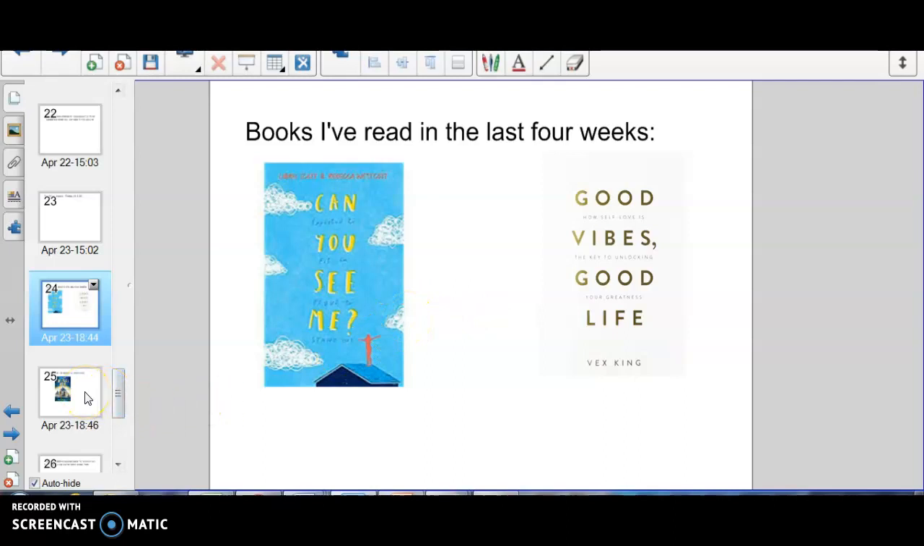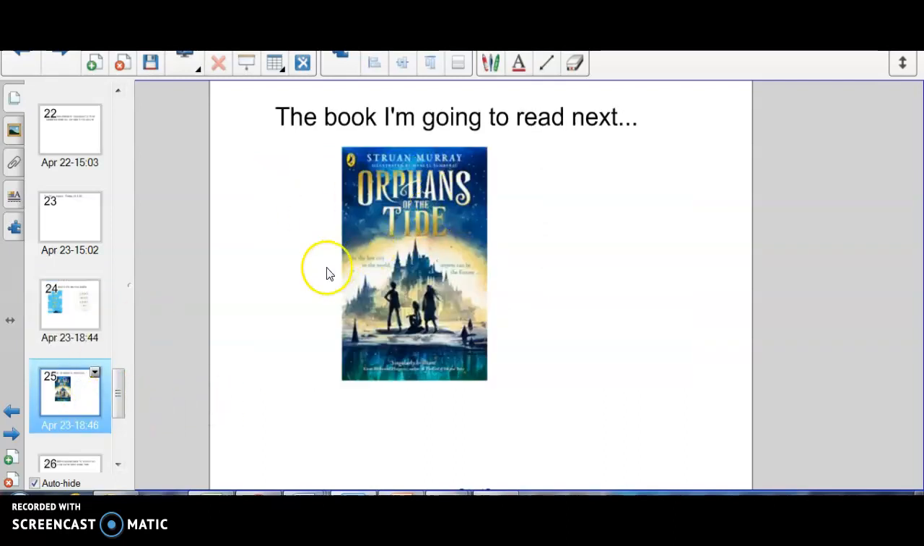The next book I've just ordered is this one, Orphans of the Tide. And the reason I've decided that I'm going to read this one next is because there's been lots of recommendations on Twitter. So I'm looking forward to reading this book.